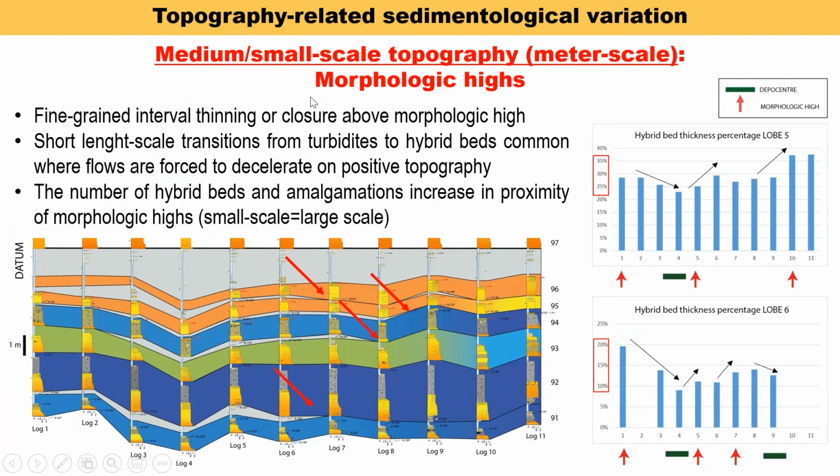We have also seen that the flows are reactive also to meter-scale morphology, since we have seen that the fine-grained interval closes in proximity of the morphological high, and we have seen also that hybrid bed events increase in correspondence of the morphological high, as we can see from the picture to the right, where hybrid bed thickness percentage increases in coincidence of the morphological high, both in lobe 5 and lobe 6.